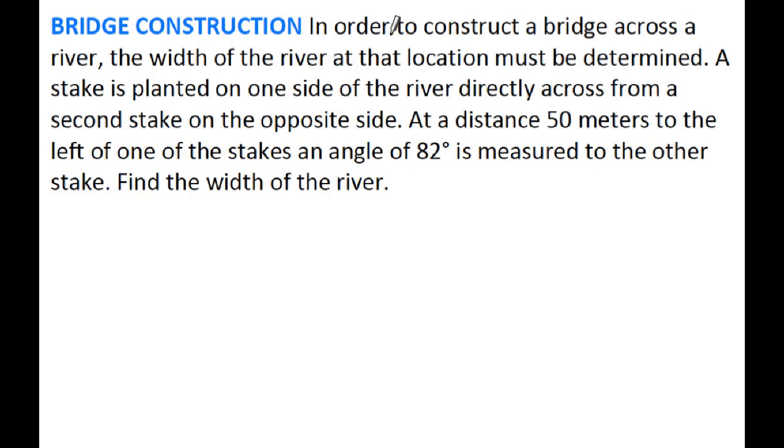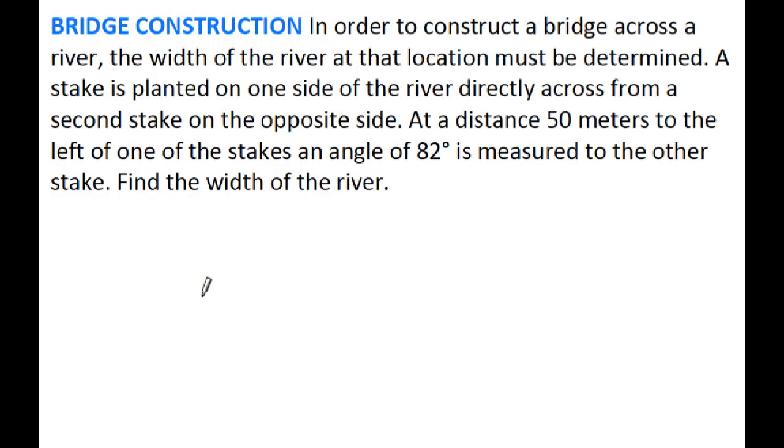Bridge construction. In order to construct a bridge across a river, the width of the river at that location must be determined. A stake is planted on one side of the river, directly across from a second stake on the opposite side. At a distance of 50 meters to the left of one of the stakes, an angle of 82 degrees is measured to the other stake. Find the width of the river.